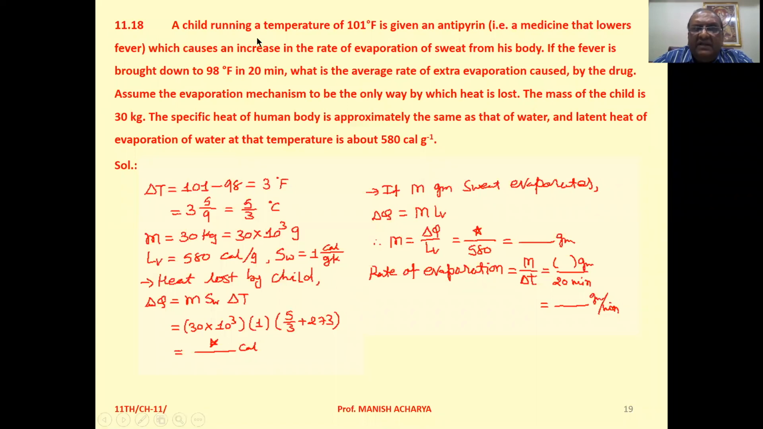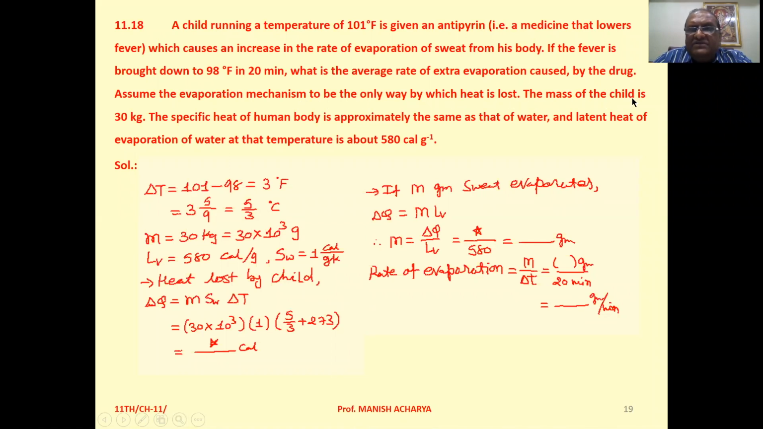11.18. A child running a temperature of 101 degree Fahrenheit is given an antipyrin. It implies a medicine that lowers fever, which causes an increase in the rate of evaporation of sweat from his body. If the fever is brought down to 98 degree Fahrenheit in 20 minutes, what is the average rate of extra evaporation caused by the drug?